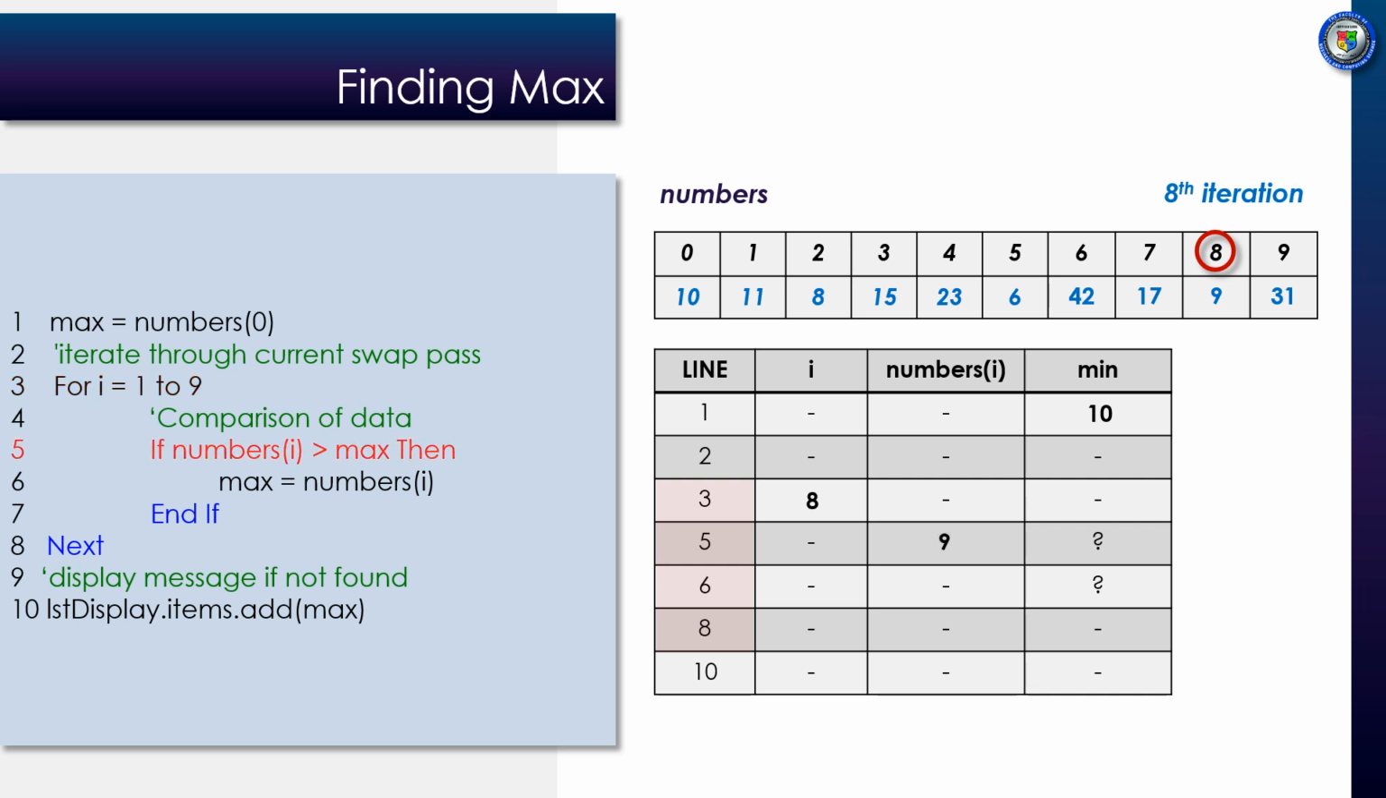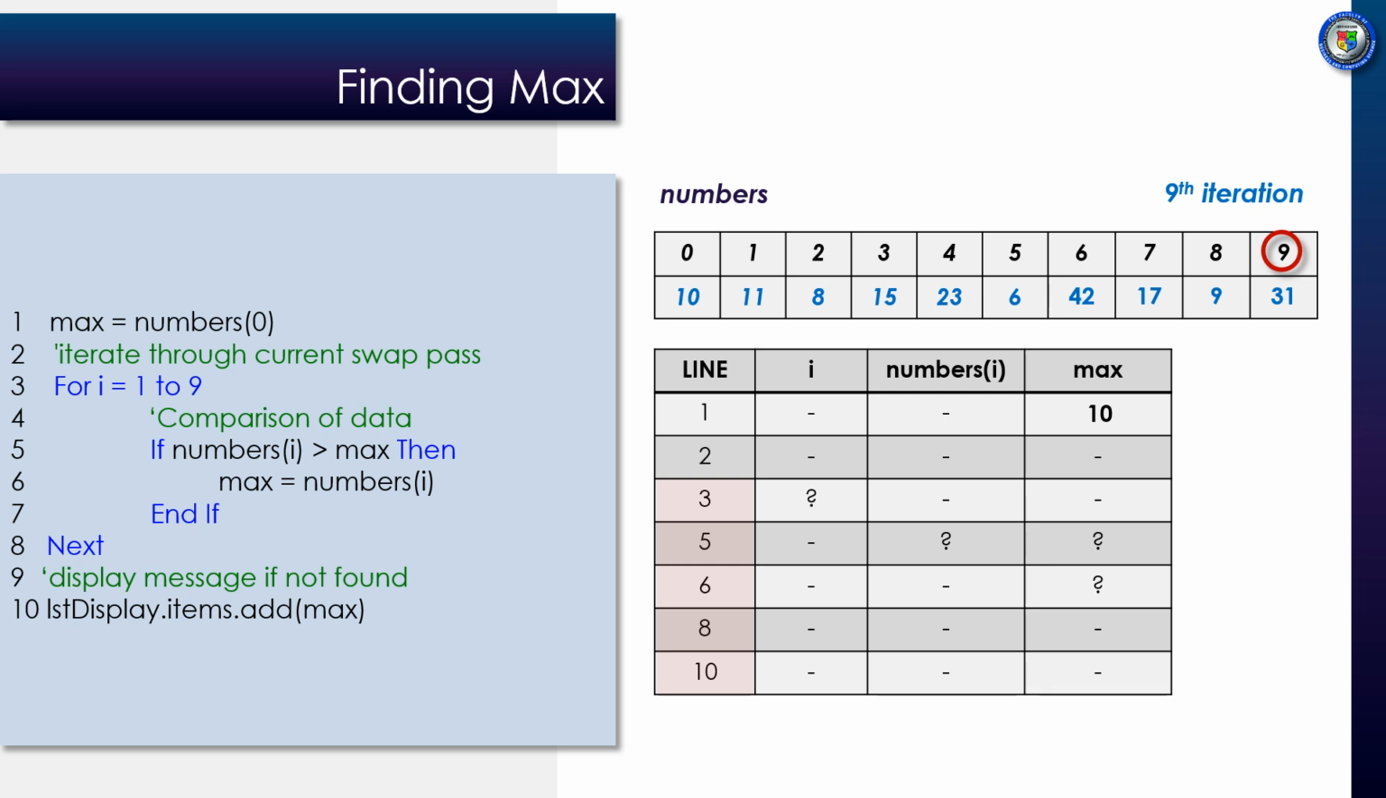Again, checking that condition, numbers[i] has a value 9. Is that greater than our max, which is 42? It is not, it does not meet the condition, therefore max remains at 42 before our last iteration.